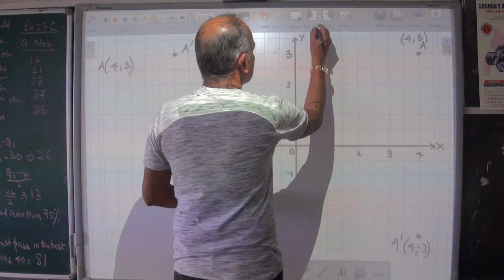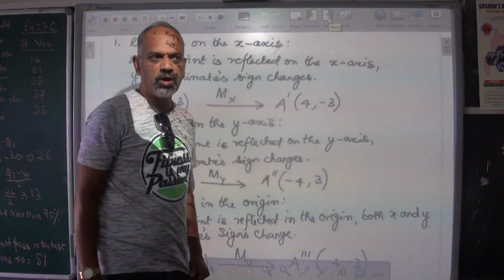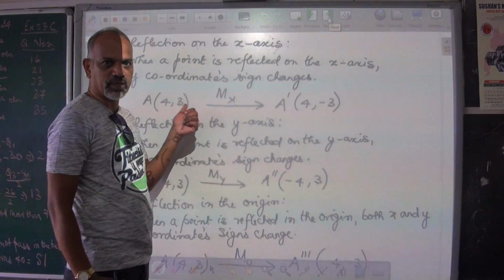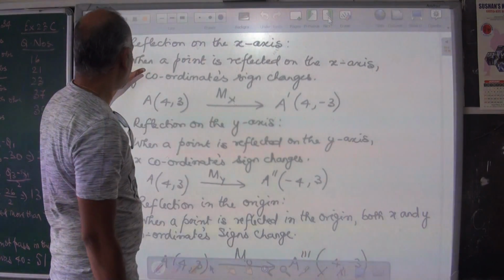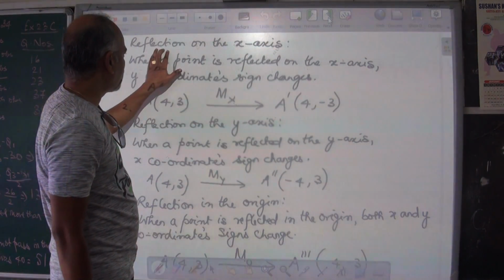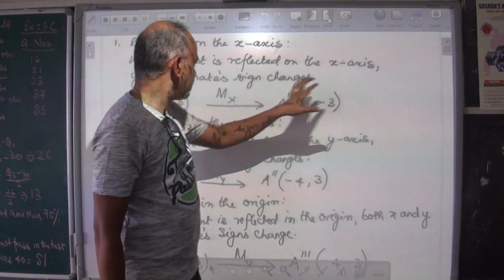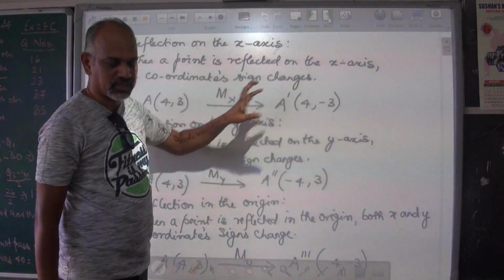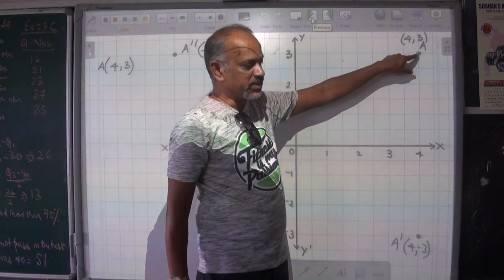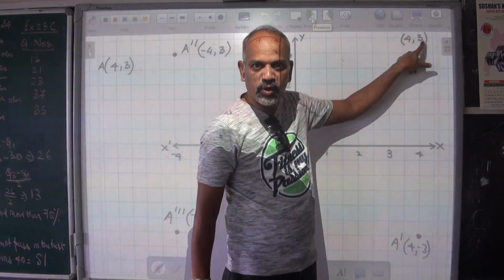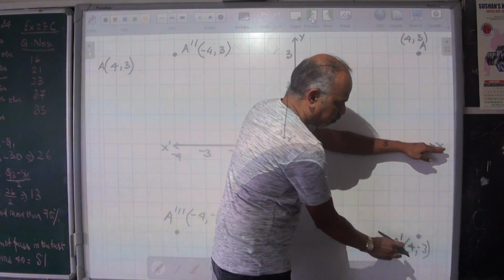The point that we started with was A, whose coordinates are 4, 3. In the first case, you reflected it on the x-axis. So look at this, this is the first point. When a point is reflected on the x-axis, the y-coordinate sign changes. Let's go back. Look at this reflection. A was a point whose coordinates are 4, 3. First you reflected it on the x-axis, and you got A dash, 4, -3.